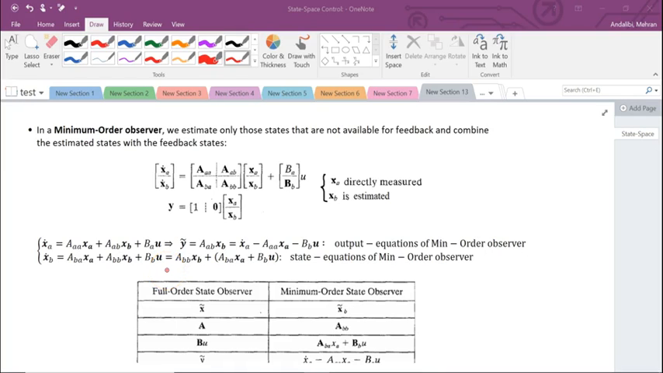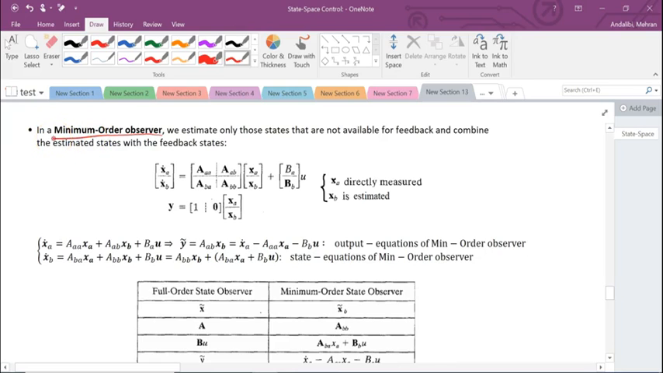Now sometimes you have some of the states available for feedback, and they are good signals. They don't have a ton of noise, and so you would rather use them instead of just estimations, the accuracy of which depends on how good your model is. So can I have a mixture of some of the states measured, some of the states estimated? Yes, that is what we call a minimum order observer.